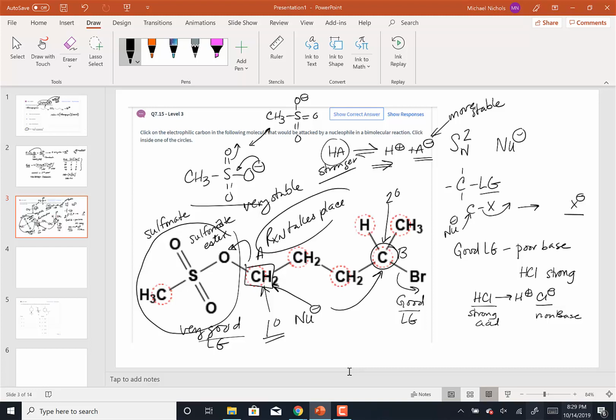And the reason that it'll take place there is simply because the sulfonate group is a better leaving group because it has resonance structures and is more stable. And secondly, because it's a primary carbon, whereas the carbon attached to the bromine is a secondary carbon. And for SN2 reactions, primary alkyl halides, or in this case, primary carbons attached to leaving groups, react faster than secondary carbons attached to leaving groups. And so in this case, the CH2 attached to the O is going to be where the nucleophile attacks.